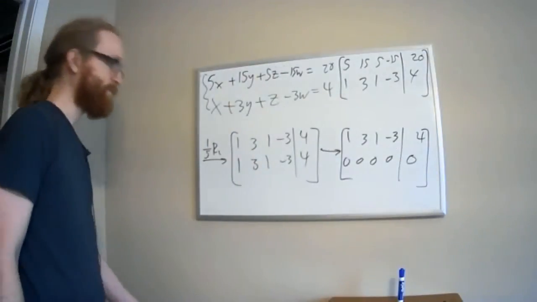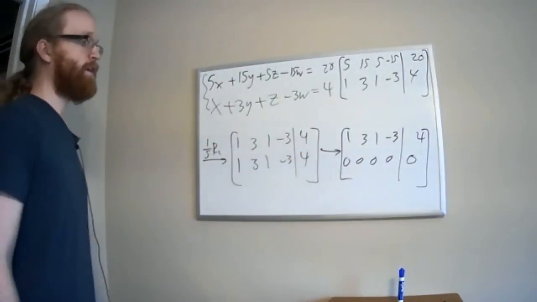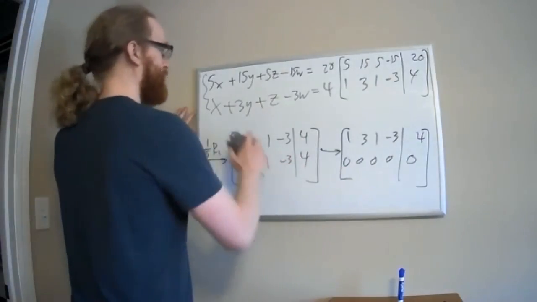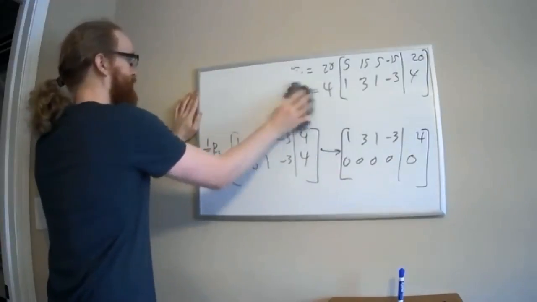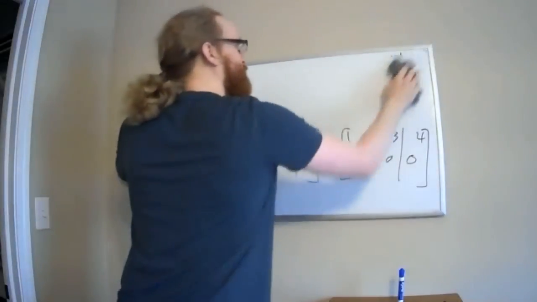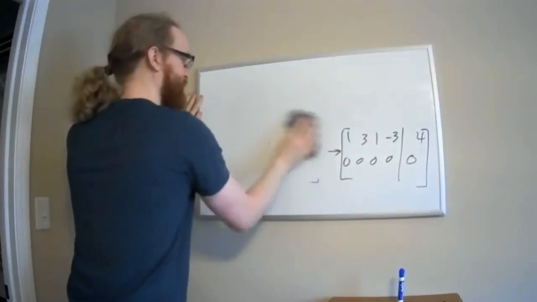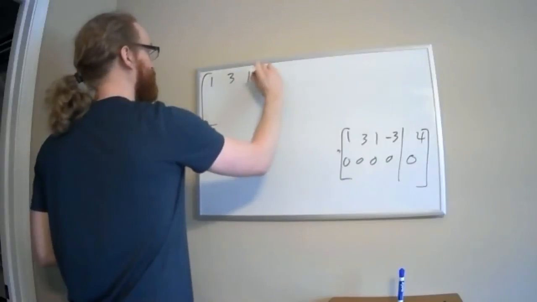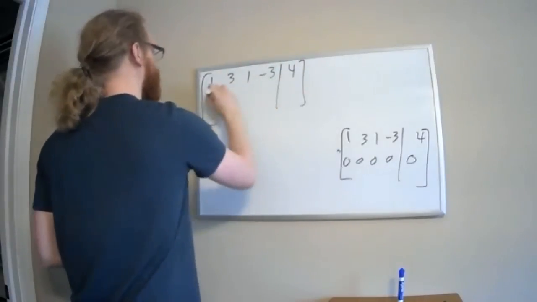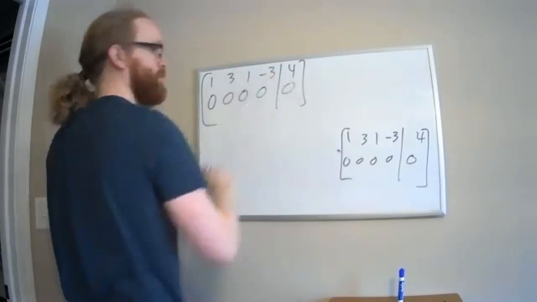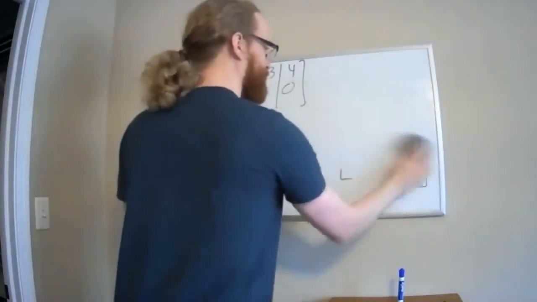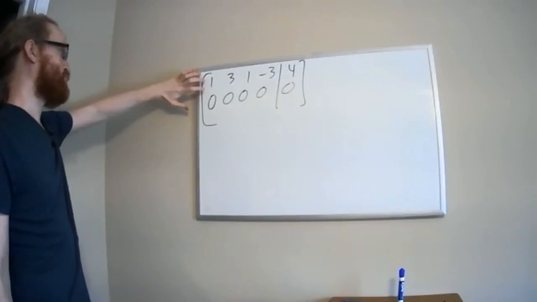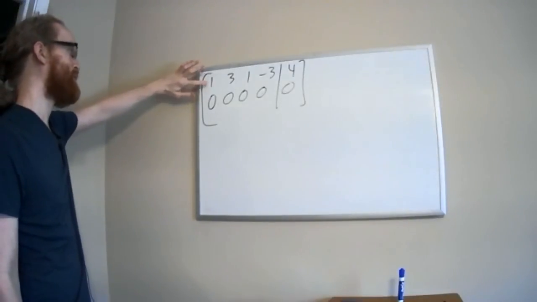Okay. Now, this is a reduced matrix. This is reduced. And I will tell you how to interpret the answer, and it's going to involve arbitrary parameters. So I'm going to rewrite this matrix up on the left. We have 1, 3, 1, negative 3, 4, 0, 0, 0, 0, 0. Let's see how this goes. So I know the matrix is reduced because this row has a leading 1 right here.